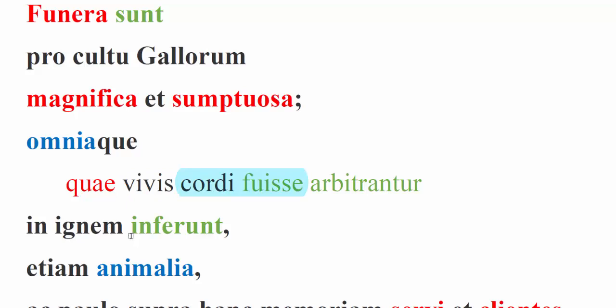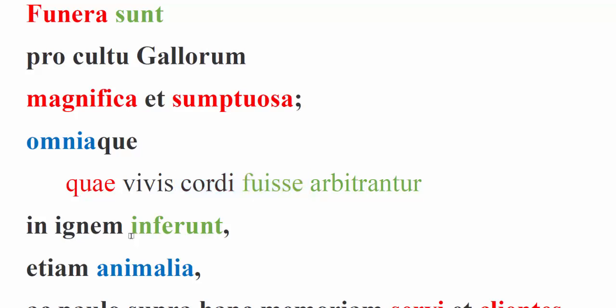Cordi with esse, right, because we know fuisse is from sum, esse. Cordi with esse is a standard Latin idiom to express the idea of to be dear to or to be important to. So if something is important to you, est cordi, it is to your heart. Okay, that's how that works.